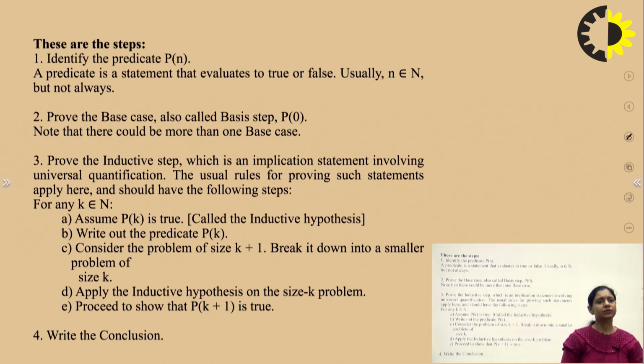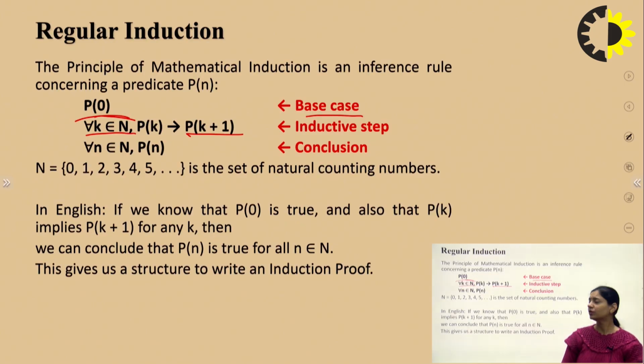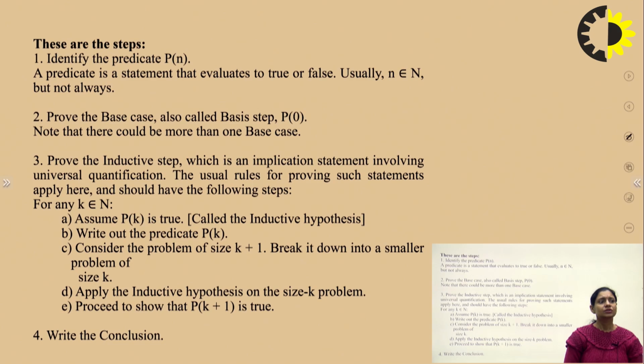So we'll prove the base case, which is also known as the basis step P0. There could be more than one base case, so we need to be clear with each and every base case if we have multiple. Once this base case is done, then we'll move on to the inductive step: for all k belonging to N, Pk implies Pk plus 1.